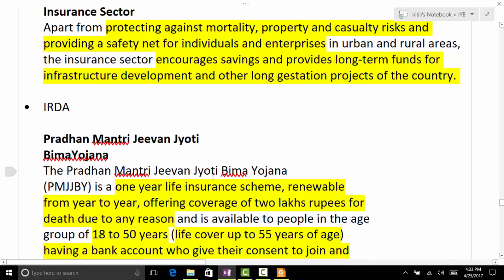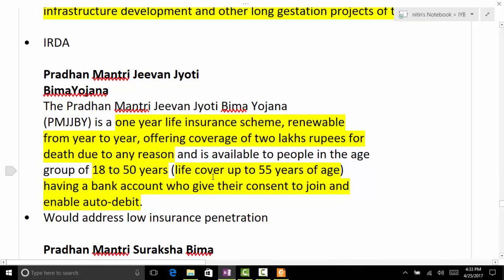Then Jeevan Jyoti Bima Yojana. So three schemes were launched simultaneously: Atal Pension, Pradhan Mantri Jeevan Jyoti Bima Yojana, and Suraksha Bima Yojana. So these three schemes were launched together. Now what is Jeevan Jyoti Bima Yojana? Insurance. It is a 1 year life insurance scheme, renewable year after year, offering coverage of 2 lakh rupees for death due to any reason. So death due to any reason, here it is.